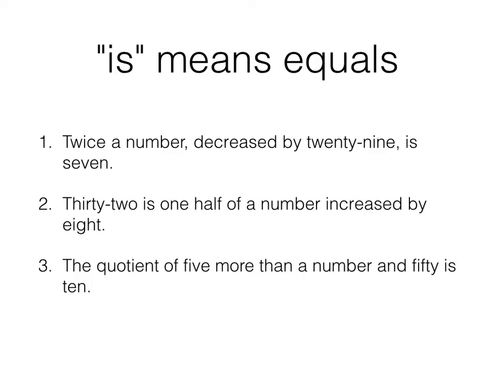It could be any derivation of the verb to be. So it could be was. It could be any verb phrase that is a derivation of the verb to be. So if something is something else, that's what we're talking about when we say is means equals. So we're going to translate a couple of equations now, not just expressions.